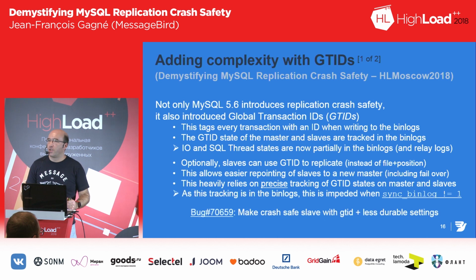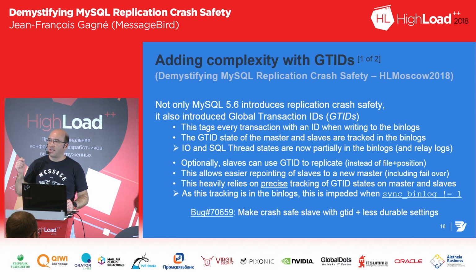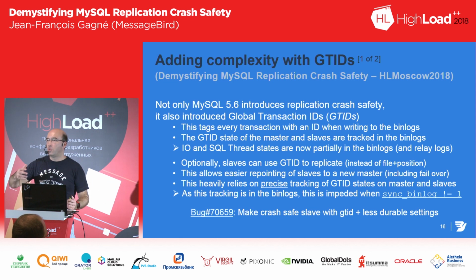There's also an option for the slave to replicate using those global transaction IDs, which makes things easier in some regards, but harder for replication crash safety. So a slave using global transaction ID can now move from one master to the other, and it simplifies failover. This is not a talk about failover, so I will not go into details here. But the drawback is that if a slave has sync_binlog not equal to 1, so if we do not write the binary logs persistently after each transaction, and there's a crash, the slave will lose its GTID position, because it will lose some binlogs.